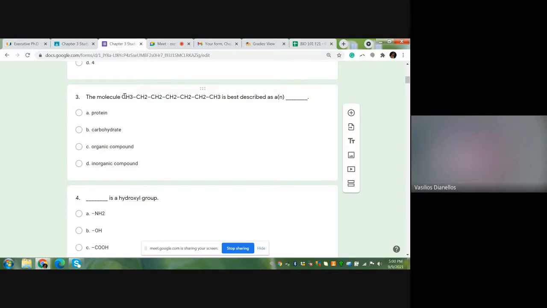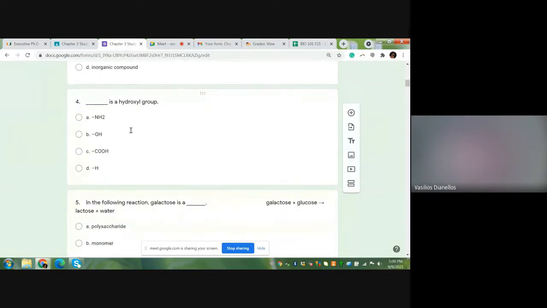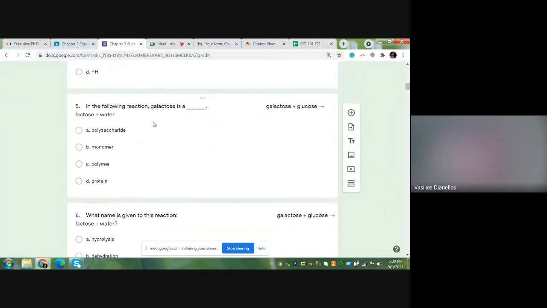Oh, by the way, it's organic because it's got a bunch of carbons, right? Carbon, organic compounds are carbon-based, so that's why it's organic. And we already talked about why it's not proteins, why it's not carbs, why it's not inorganic. You do not need to know what a hydroxyl group is, so let's just skip that.